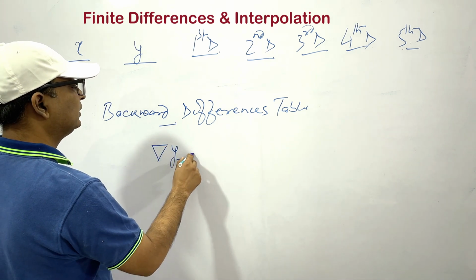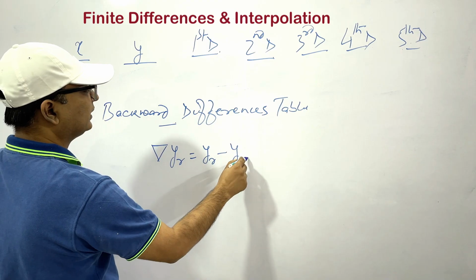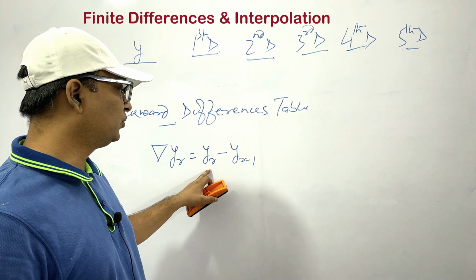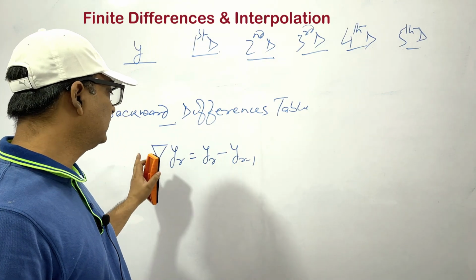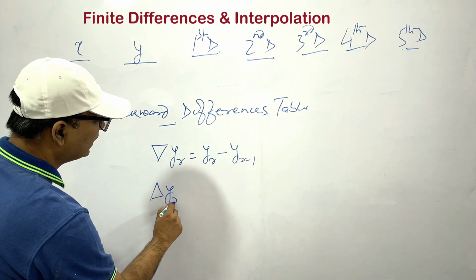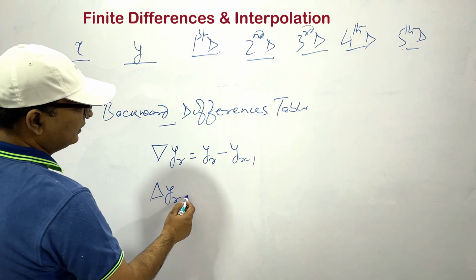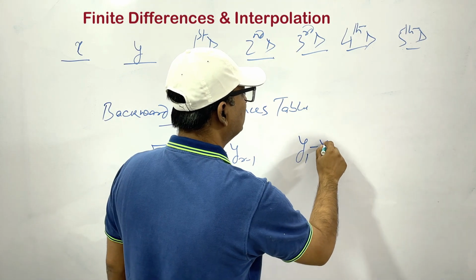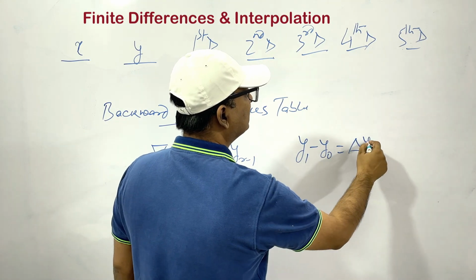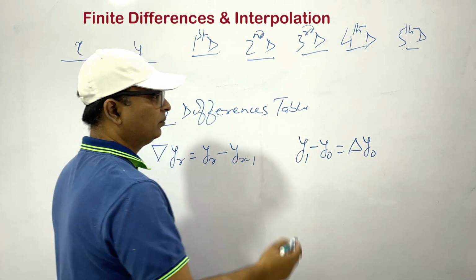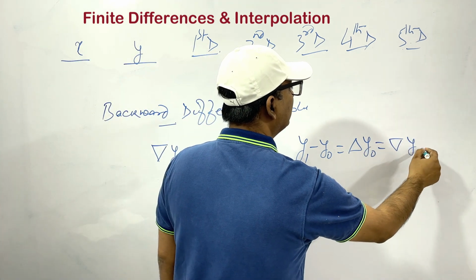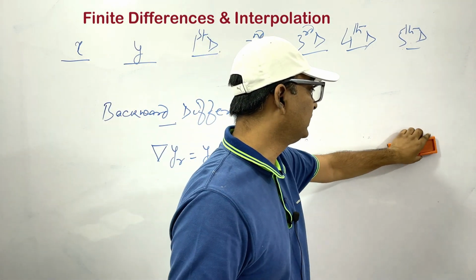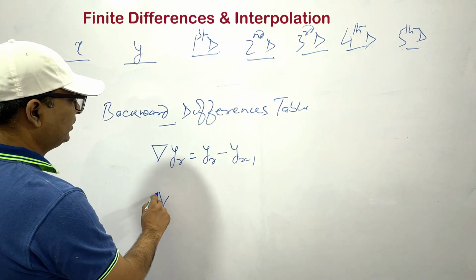And what is here? This is yr minus y(r-1), that is, del y1 is equal to y1 minus y0. Okay, but y1 minus y0, for example, in the forward difference table we write it as del y0. But here what do we write? We write it del y1. Same thing. The result is the same, but our notation, our operator, is different. And so every other will be the same.